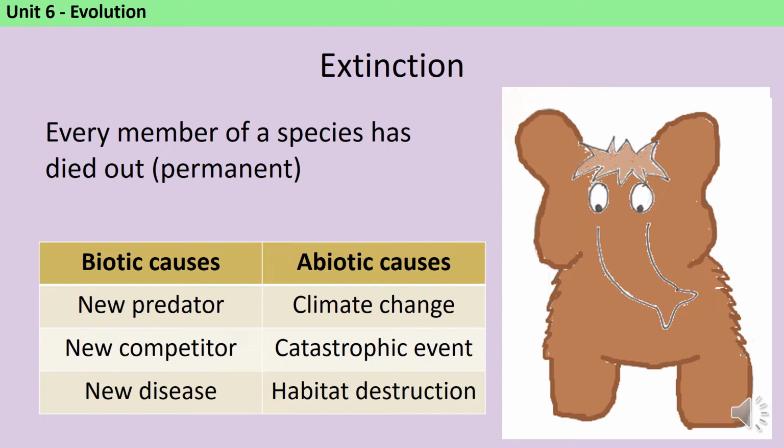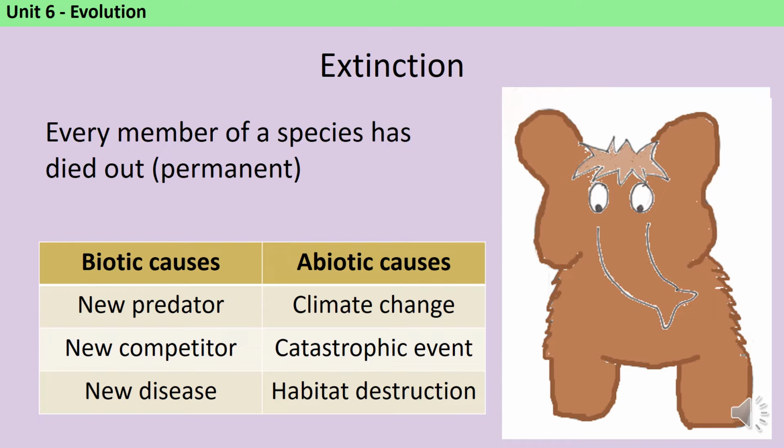Extinction is the term we use when every single member of a species has died out. So for instance, my mammoth here, there are no mammoths left anywhere in the world, and so we say that mammoths have gone extinct. Under natural circumstances, this is a permanent event that can't be reversed, although as DNA technology progresses, it may be possible to reverse some very modern extinctions where we do have samples that contain DNA of a sufficiently high quality.